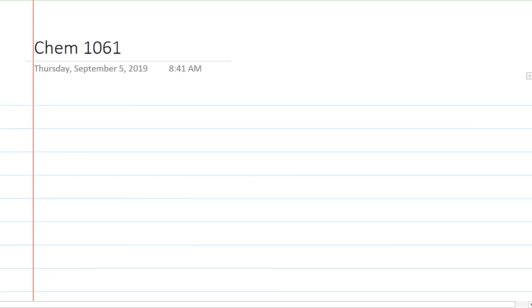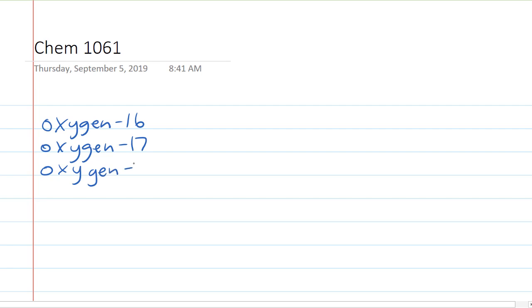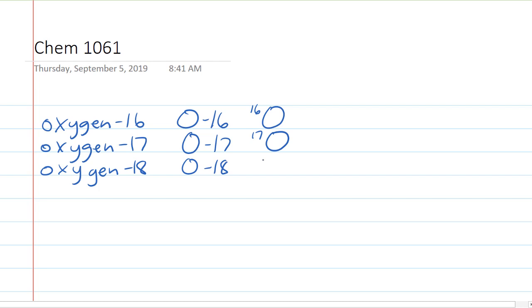So again, I'm going to write this down. They are oxygen 16, oxygen 17, and oxygen 18. Once again, these are the 3 naturally occurring isotopes of oxygen. There's more than 3 isotopes of oxygen, but these are the 3 naturally occurring ones. One of the ways we could write this would be as O-16, O-17, O-18, or as we saw on there already, as superscripts to the left of the atomic symbol.